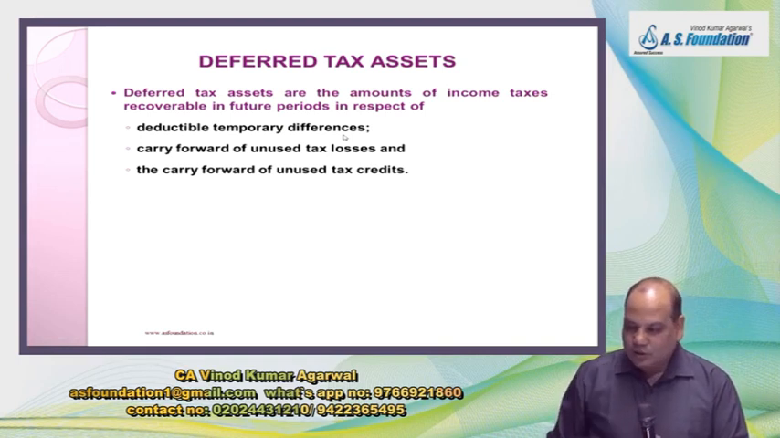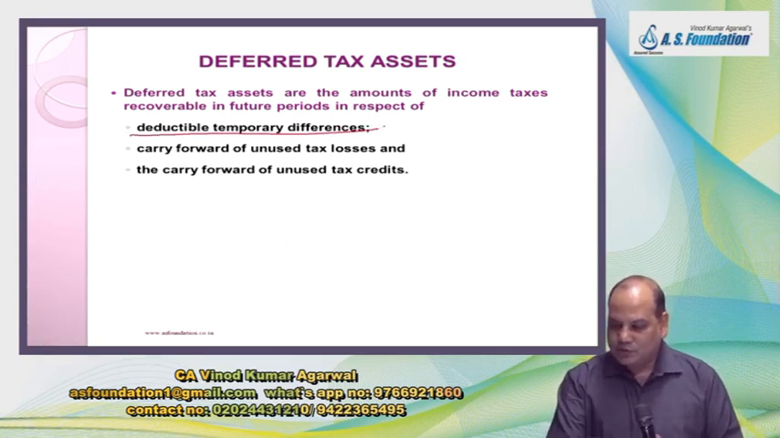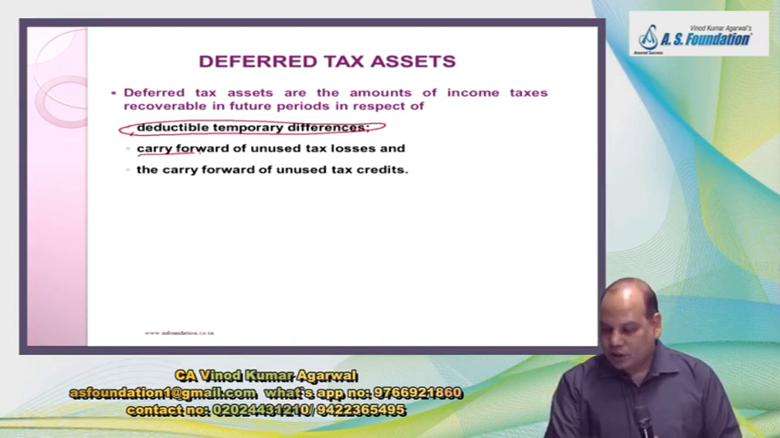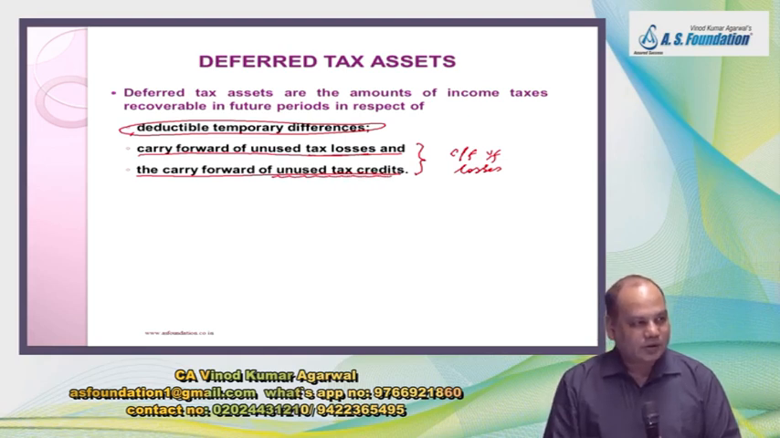But this standard also allows you to create DTA for two more items. For deductible temporary difference, you will create DTA. You will also create DTA for carry forward of unused tax loss or carry forward of unused tax credit. So that means carry forward of losses. In some countries they call it carry forward of unused tax loss. In some countries they call it carry forward of unused tax credit.